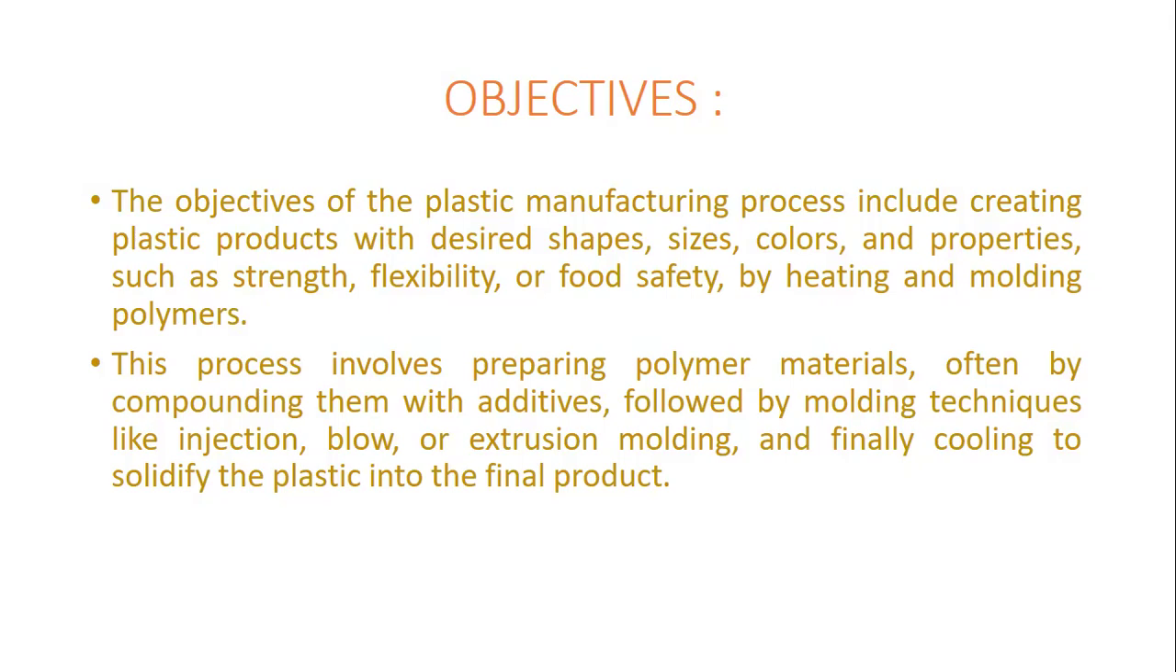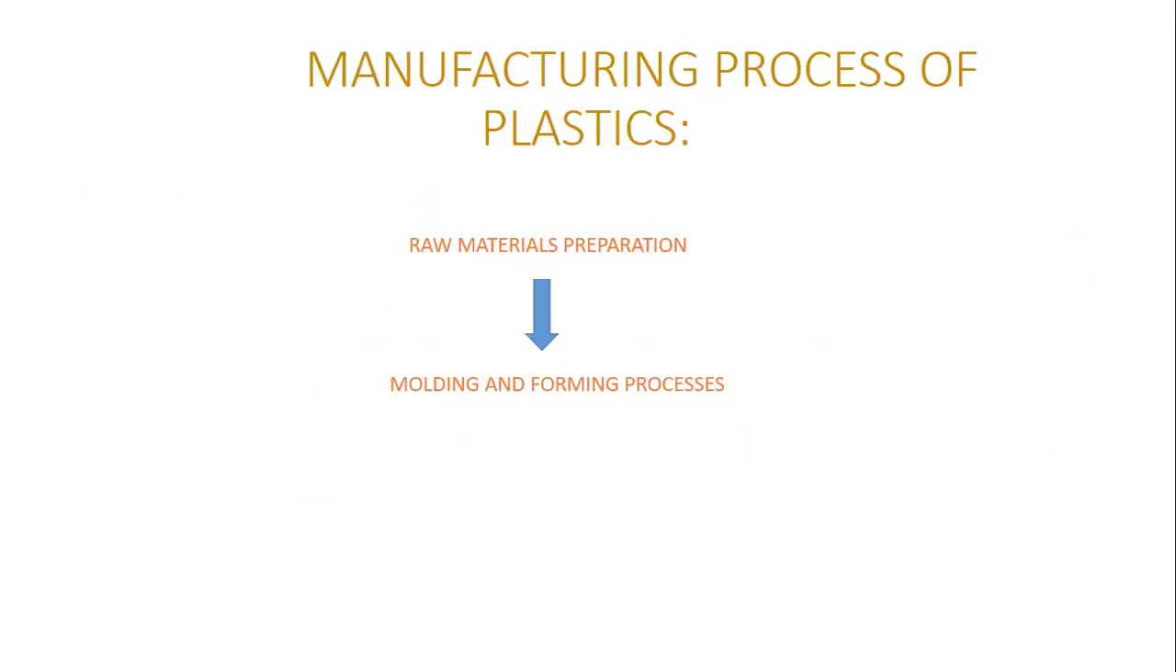Next, the process involves preparing the polymer materials by adding various additives, followed by using different molding techniques like injection molding, blow molding, or sometimes extrusion molding, as applicable according to the point of usage, and finally cooling to the required state in order to solidify the raw plastic material into a final product. So these are the session objectives of today's presentation. Now we will move on to the main theme of the subject.